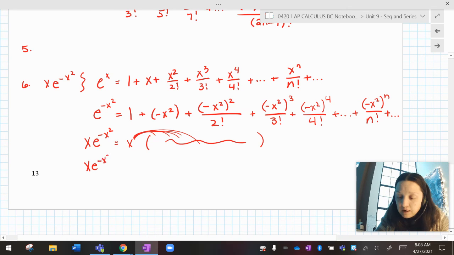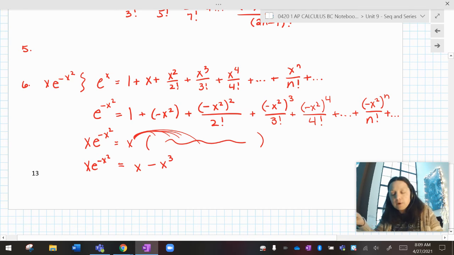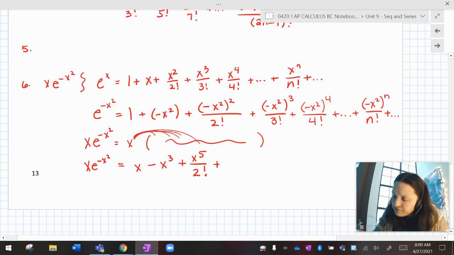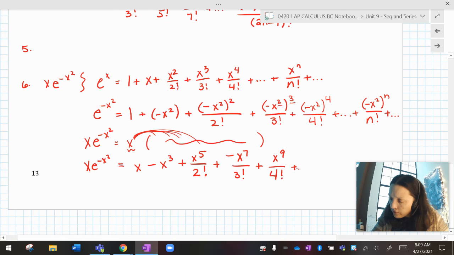So x e to the negative x squared is going to be x. All right, now I feel like I kind of want to multiply this here. So that would be negative x squared times x, which is negative x cubed. All right, this is going to be negative x squared squared, which is going to be positive x to the 4th. And then I give it another x, so that's positive x to the 5th over 2 factorial. All right, and then I have negative x squared cubed, which would stay negative. x squared cubed would be x to the 6th. Then I multiply by x again. I have negative x to the 7th over 3 factorial. And then this is going to be positive x to the 9th over 4 factorial.